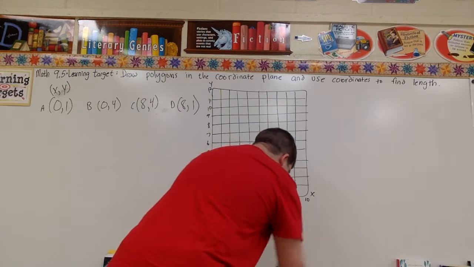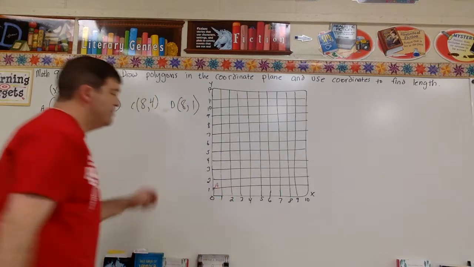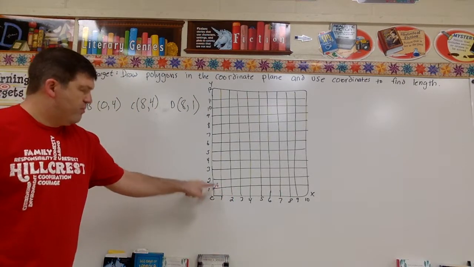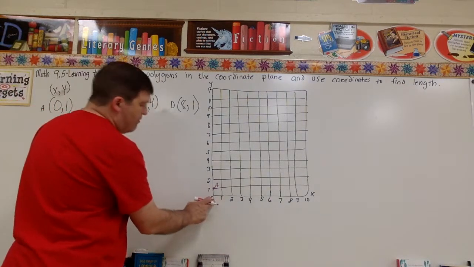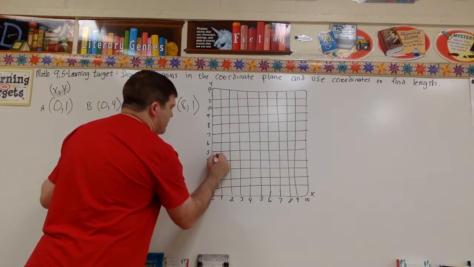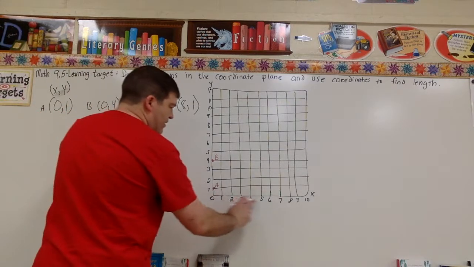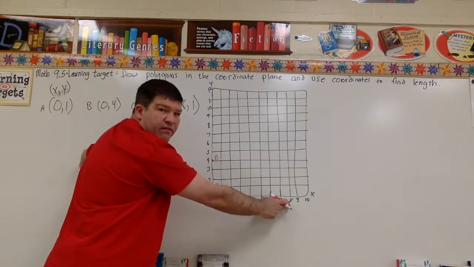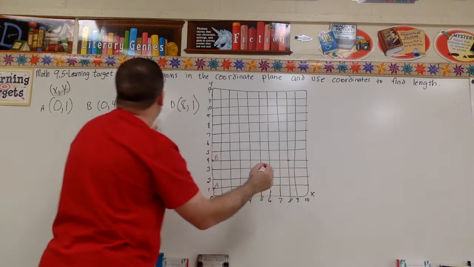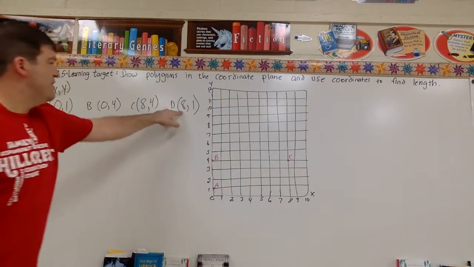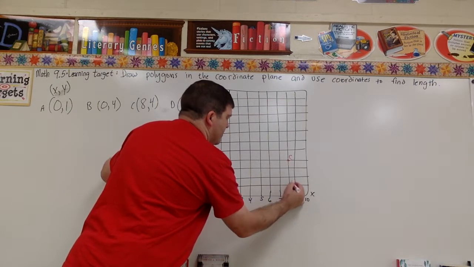I'll do this in a different color. So there's A. X is 0, y is 1. Now let's go over here. B, 0, 4. So I go 0 over, up 4. There's B. C is x is 8. So I go over 8 on my x, and y is 4. So I'm going to go up to 4 right here. And that is C. And then D is over 8, up 1. Over 8, up 1. There's D.